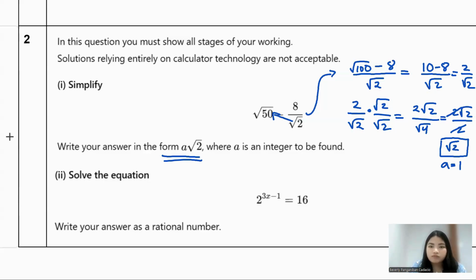Okay, now let's move on to the second follow-up question. Solve the equations 3x minus 1 is equal to 16. So we keep on doing this kind of question.